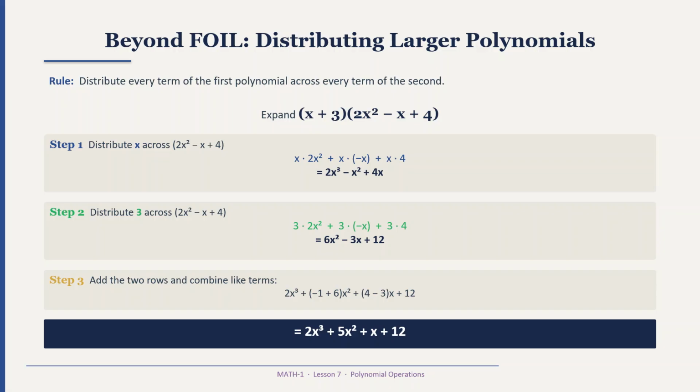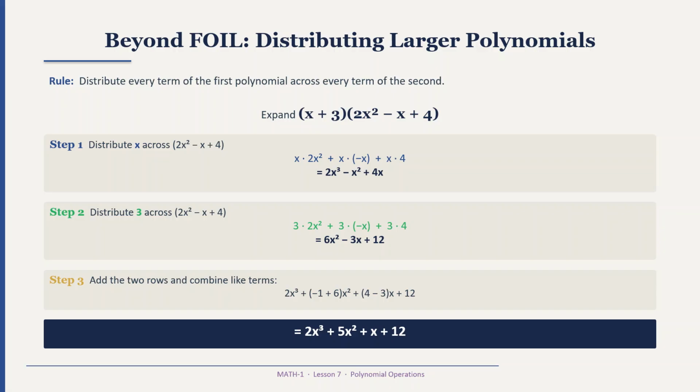Step 1. Distribute x across every term of the trinomial. X times 2x squared is 2x cubed. X times negative x is negative x squared. X times 4 is 4x. Step 2. Distribute 3 across every term. 3 times 2x squared is 6x squared. 3 times negative x is negative 3x. 3 times 4 is 12.